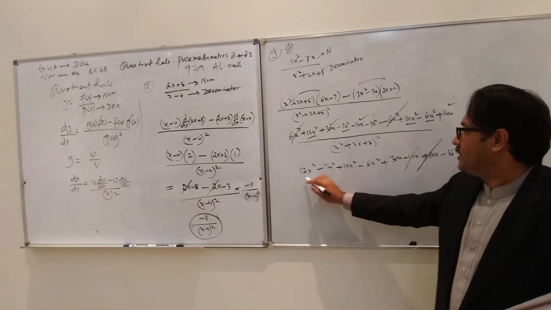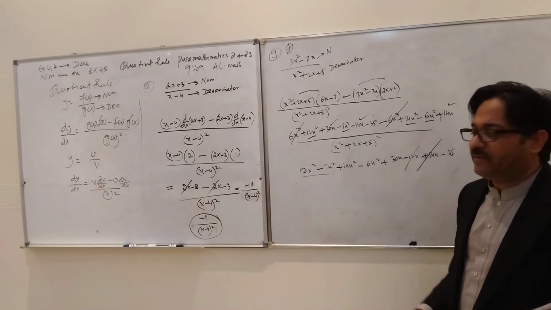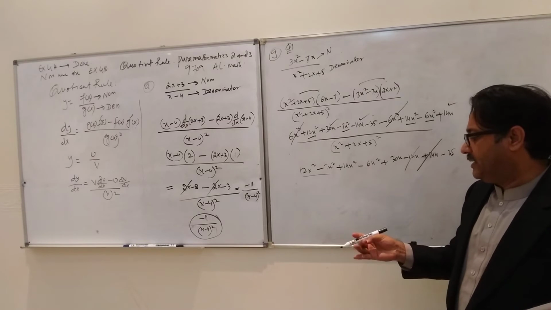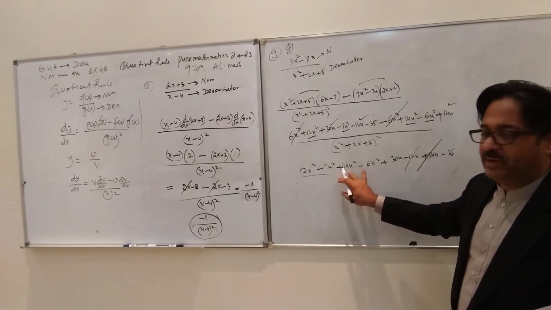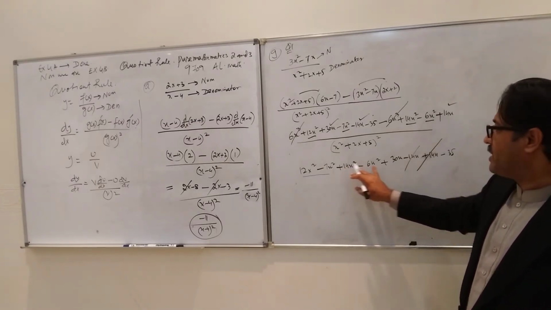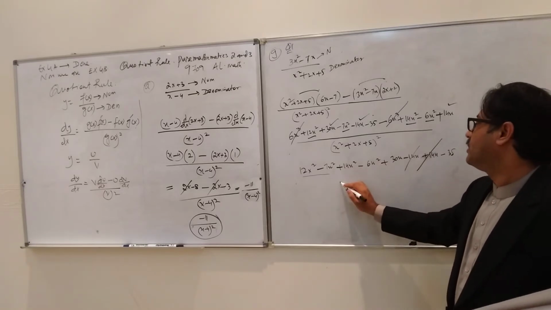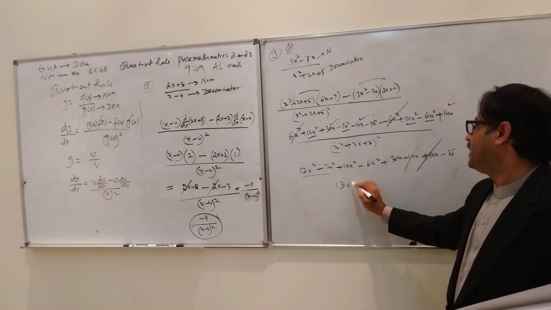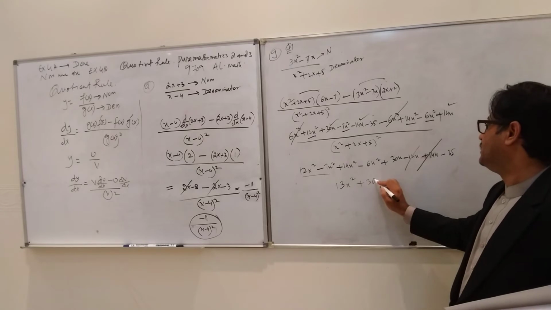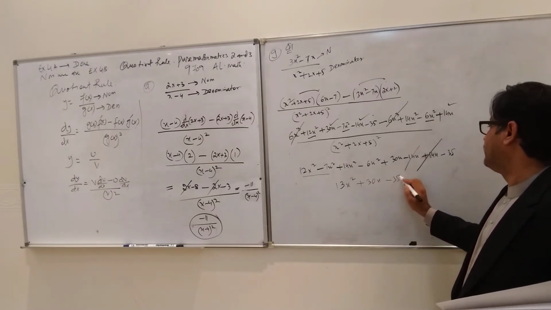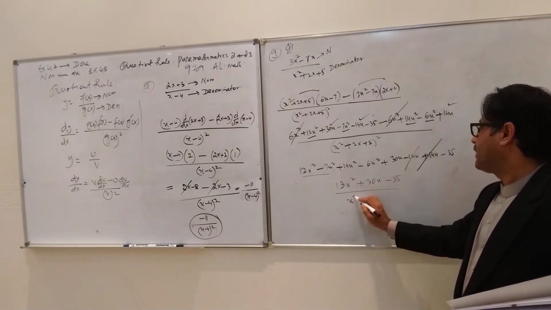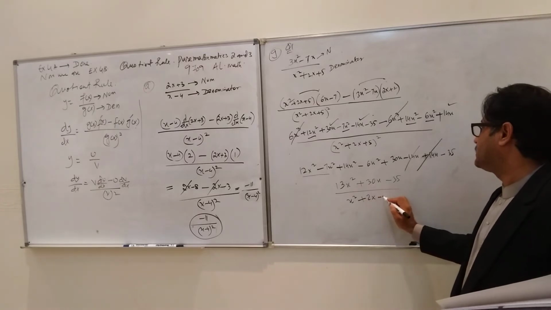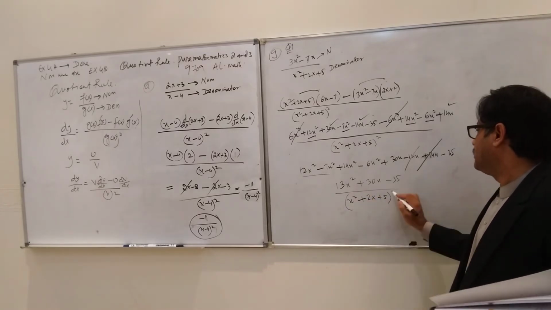Now see here. 12x square minus 7x square is what? 5x square. 5x square plus 14x square is what? 19x square. 19x square minus 6x square is what? 13x square, plus 30x and minus 35, divided by x square plus 2x plus 5 whole square.